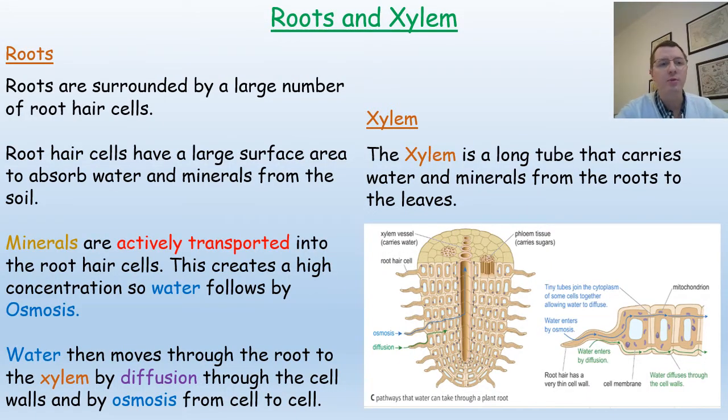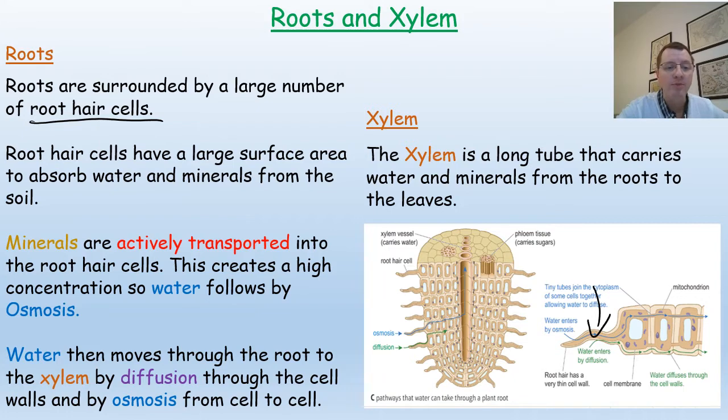So what cells do plants have to help them absorb minerals and therefore water and to transport the minerals throughout the plants? Well, the first major set of cells are root hair cells, which are found in the root. And root hair cells have a very large surface area to absorb water and minerals from the soil. The minerals are actively transported into the root hair cells, and this creates a high concentration, so water will follow by osmosis.